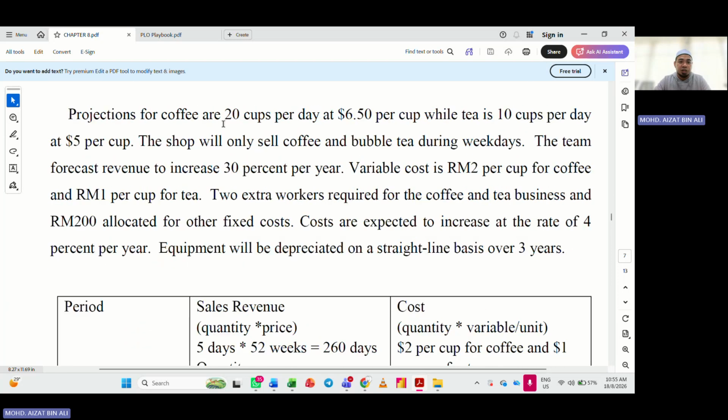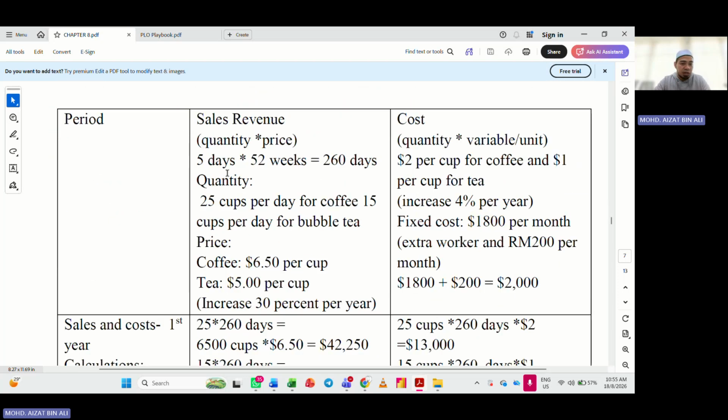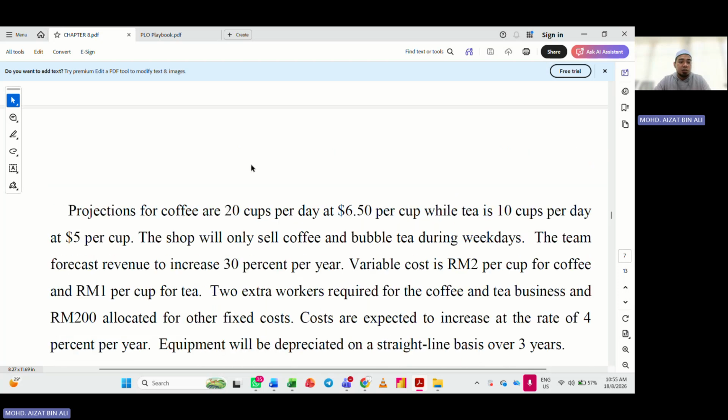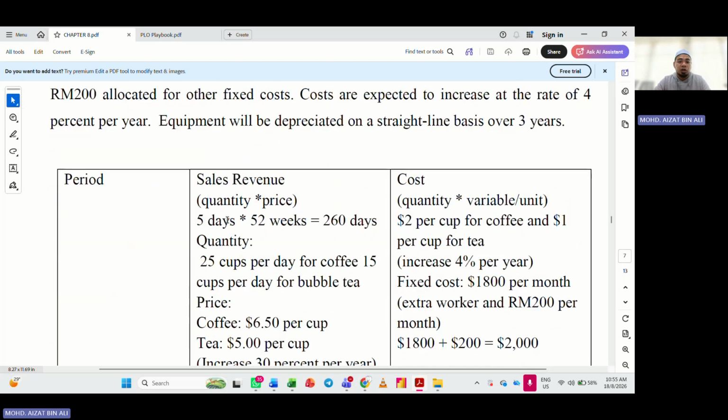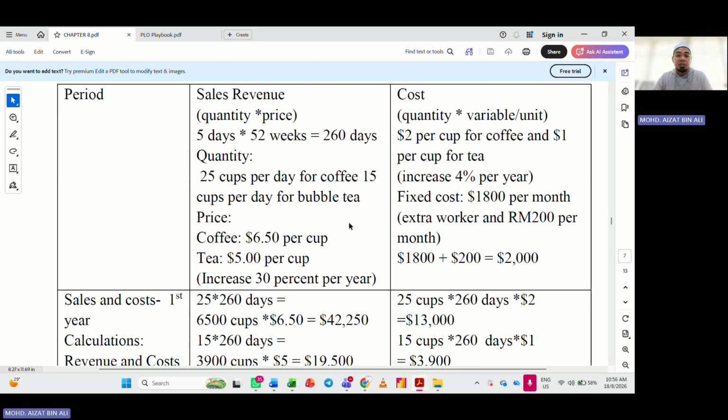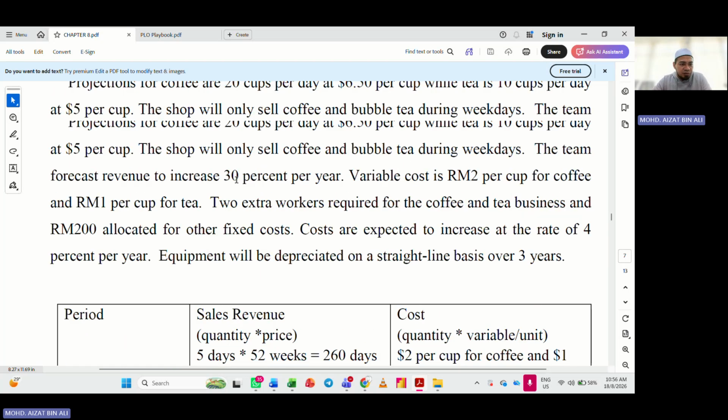As you can see here, the projections are 20 cups of coffee per day at 6 ringgit 50 cent, while tea is 10 cups per day at 5 ringgit. So what you need to do is just calculate it. There's also an assumption that the operation only operates 5 days per week, for 52 weeks. 52 weeks means 1 year. So a total of 260 days of operation, with this much sales. Is it 25 cups?